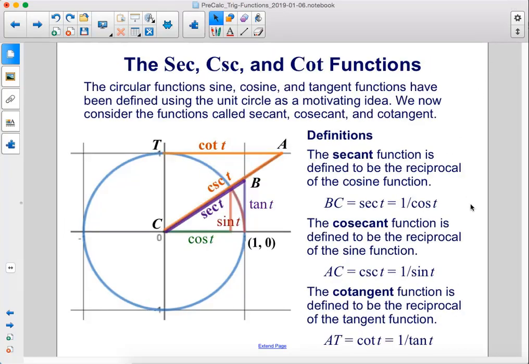The circular functions sine, cosine, and tangent have been defined using the unit circle as a motivating idea. We now consider the functions called secant, cosecant, and cotangent. The secant function is defined to be the reciprocal of the cosine function. So BC, this line here, equals secant t, which is 1 over cosine t. The cosecant function is defined to be the reciprocal of the sine function. AC, this line here, equals cosecant t, or 1 over sine t. The cotangent function is defined to be the reciprocal of the tangent function. So AT up here is the reciprocal of tangent. Cotangent t equals 1 over tan t.